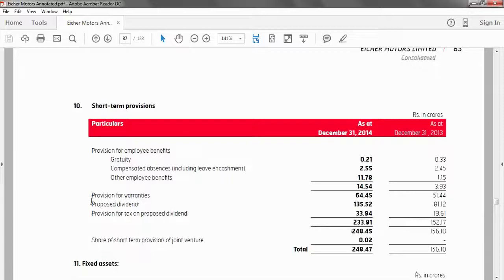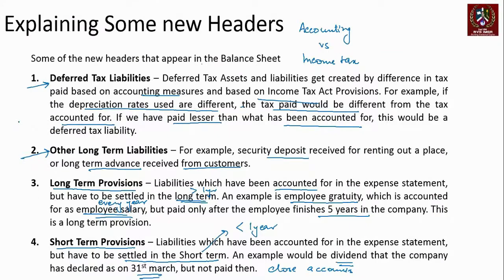Short-term provisions could be provisions for dividend, provisions on tax on proposed dividend. Dividend carries a tax, so when you give out a dividend, there is going to be a tax on that. Employee benefits, anything that goes in gratuity in this year. Some employees might be finishing 5 years of their service in this year, so something for that. Other leave encashments and other employee benefits that could come in the short run. So these are all the short-term provisions that companies make.